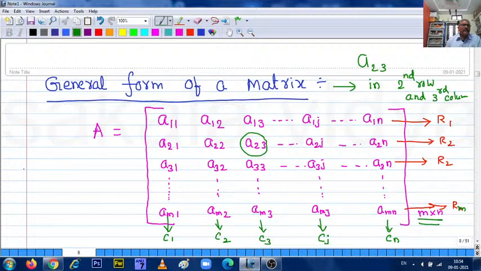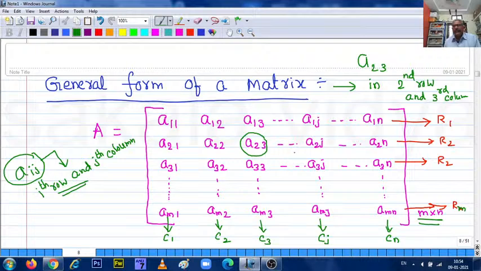For example, if I say Aij, what do you mean by Ij? This is the element in ith row and jth column. This is called general element. Instead of writing this very lengthy manner, we can write in compact form also. That is called compact form of a matrix.